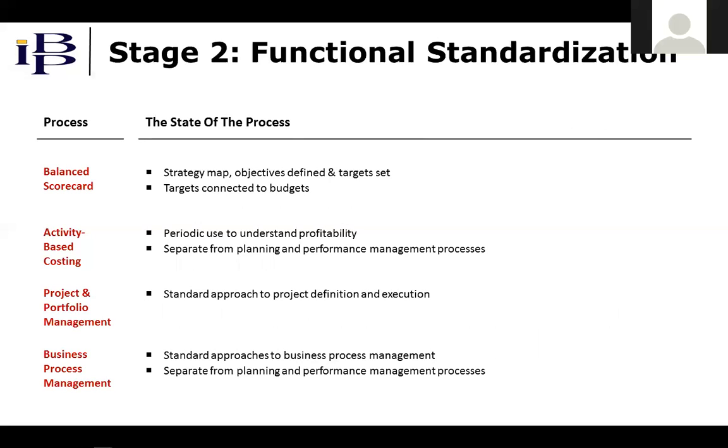From a project and portfolio management perspective, they may have adopted a standard approach to product definition and execution, but this is a separate process. And companies at this point may be dabbling with business process management. So they've implemented some sort of Lean Six Sigma program, and they're doing formal improvement. They have metrics defined, those sorts of things. But again, usually separate from the other processes.